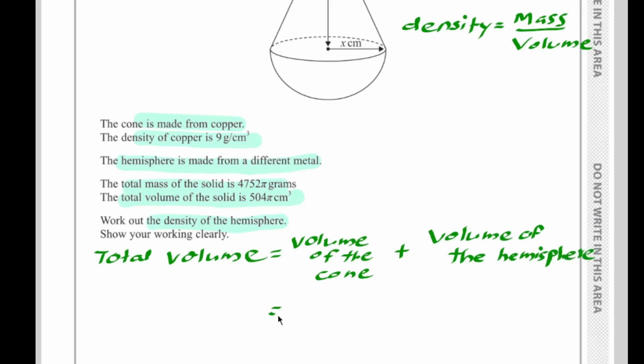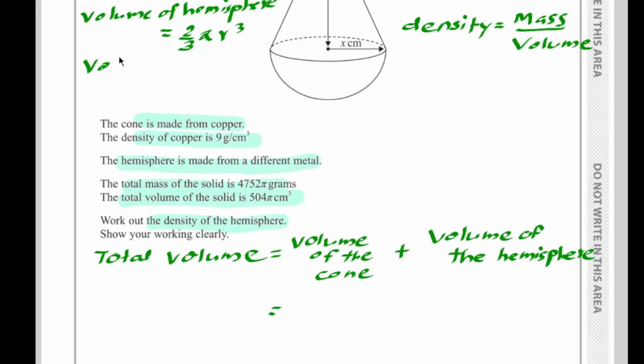Right. Let's get the volume of the cone. How to get the volume of the cone? Let's write down the formula. Volume of the sphere equals 4/3 pi r cube. Then for the hemisphere, we have to divide this by 2. Volume of hemisphere equals 2/3 pi r cube.